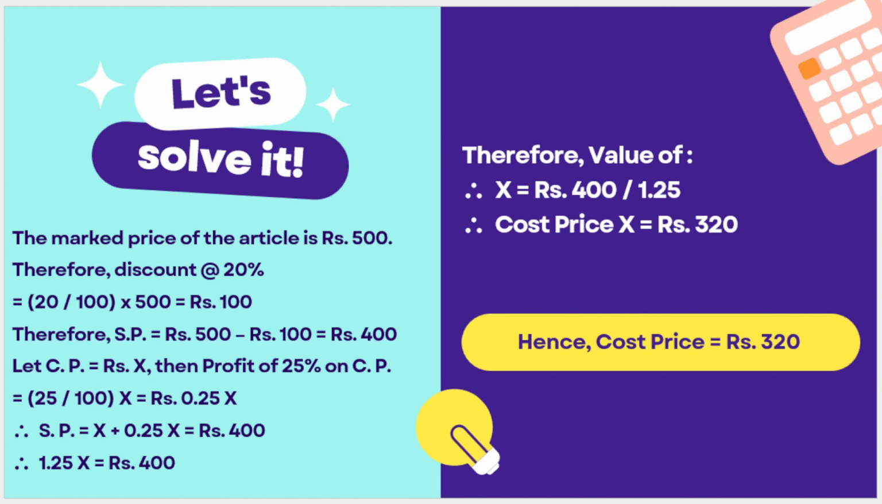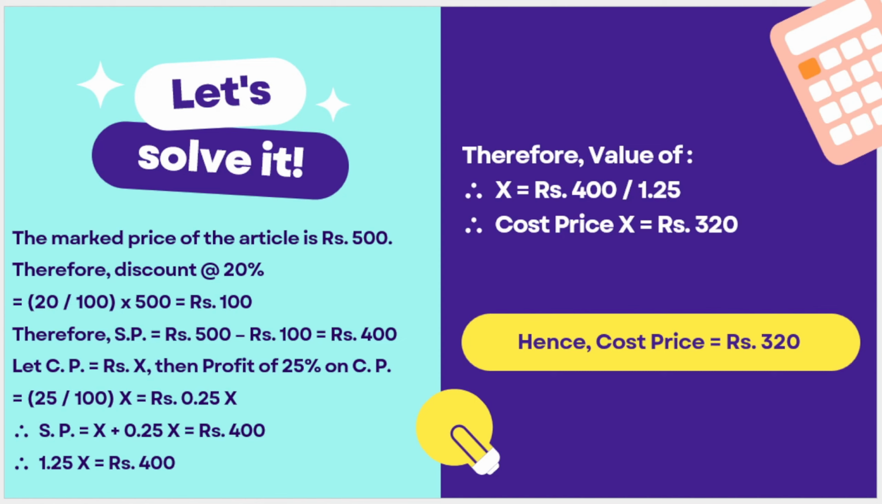Therefore, the discount at the rate of 20% can be calculated as equal to 20 divided by 100 multiplied by the marked price of rupees 500, which comes to rupees 100. Therefore, the selling price can be calculated as equal to the marked price of rupees 500 minus discount of rupees 100, which comes to rupees 400.